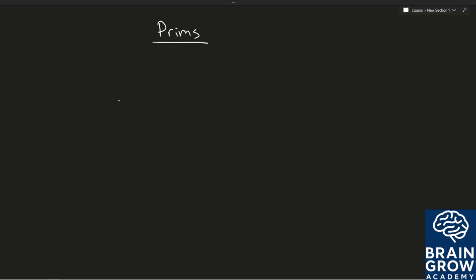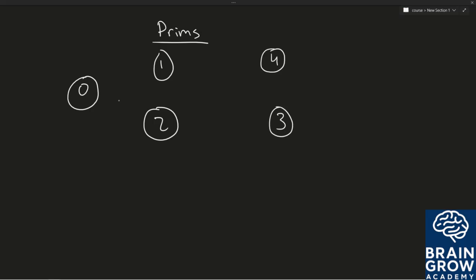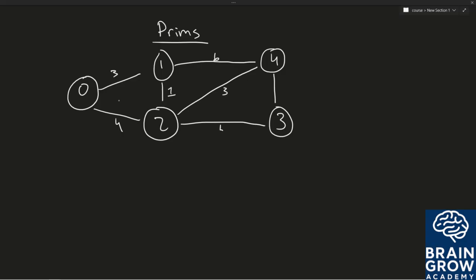So what we can do is we can create ourselves a little graph, and we'll say we have node 0, node 1, 2, 3, and 4. And now we can draw all of our edges, and let's provide them weights. So we have 3, 4, 1, 6, 3, 5, and 2.